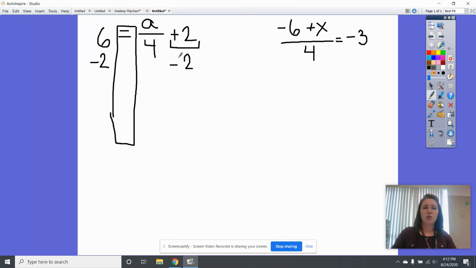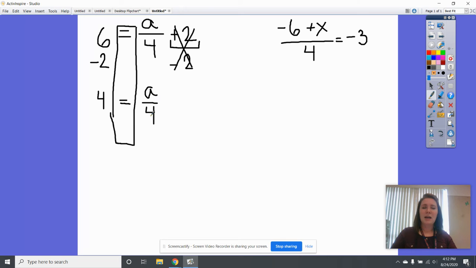So now a plus 2 minus 2 is 0. That's gone. It's actually nothing. So I could have written plus 0, but that would be silly to write plus 0. So now all I have is A over 4 equals, because my wall is equals, 6 minus 2 is 4. So now that I only have one number left, all I have to do is, again, the opposite operation in order to undo that number.